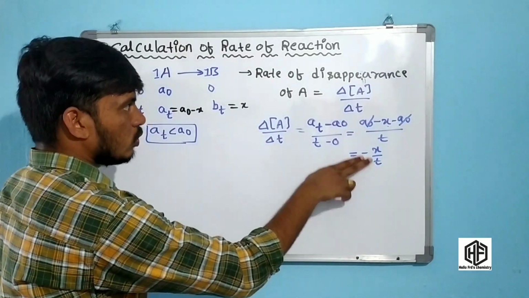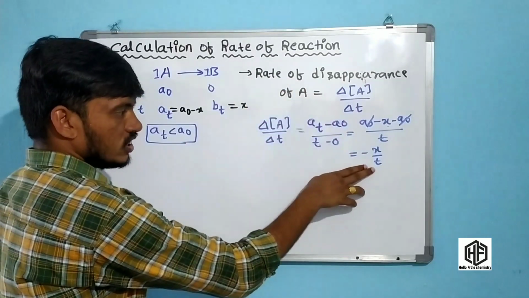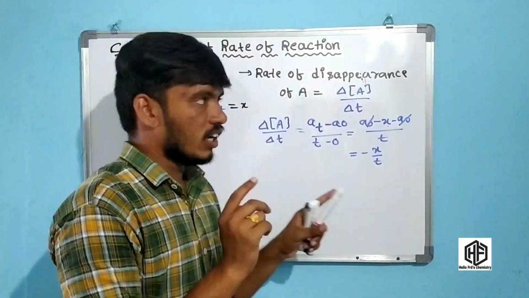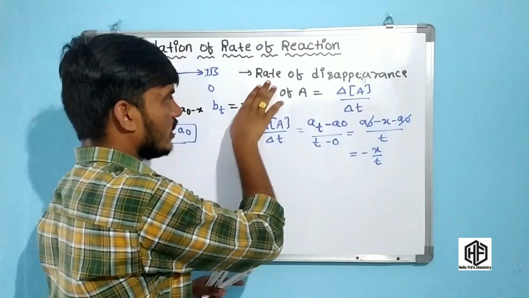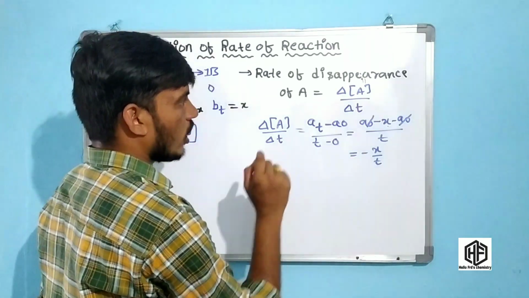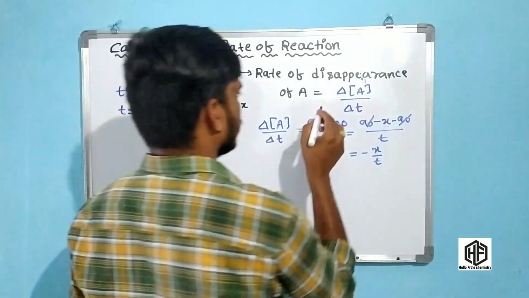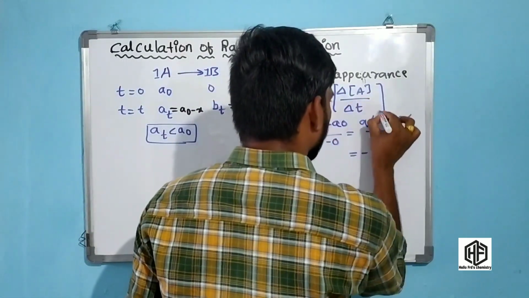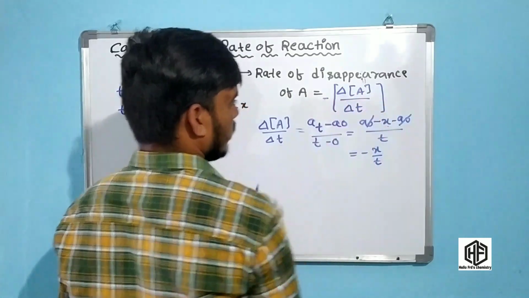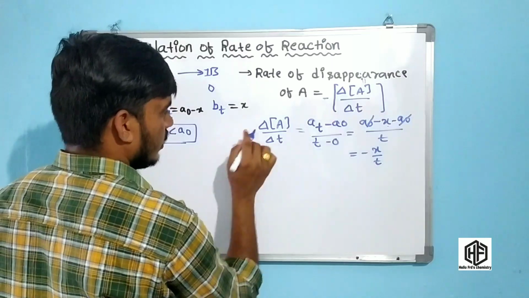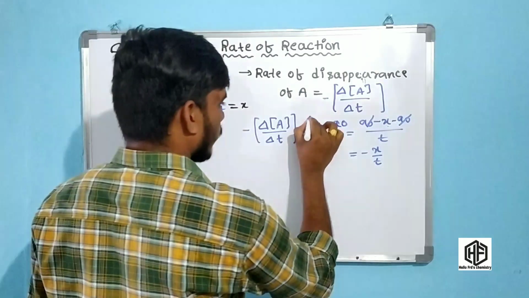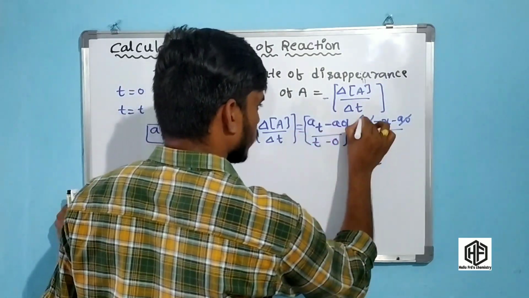Now this value is the rate of disappearance, but a negative value is present there, friends. Rate cannot be negative, rate is only positive. So the negative sign is neglected. The formula is the rate of disappearance of A is equal to minus the change in concentration of A by change in time. This minus is multiplied to these terms.